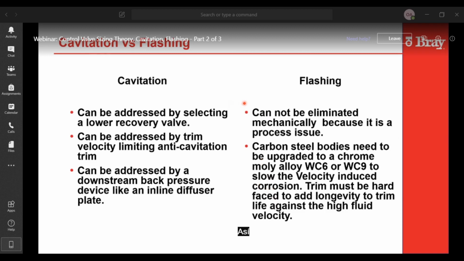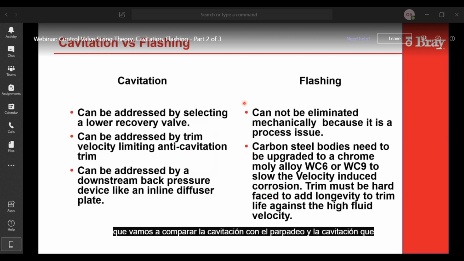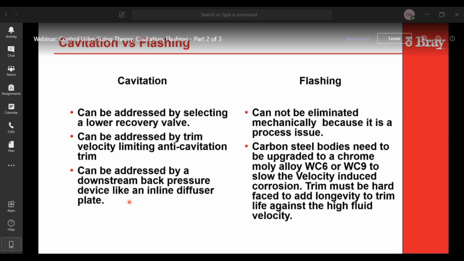So let's compare cavitation to flashing. In cavitation, you can address cavitation by selecting a lower recovery valve, or changing the valve size to where your valve is not as far open. That will sometimes help, because then the F sub L factor for a valve that's 20% open will be higher than the valve that's 40% open on a rotary valve typically. Or you can go to a globe style valve.